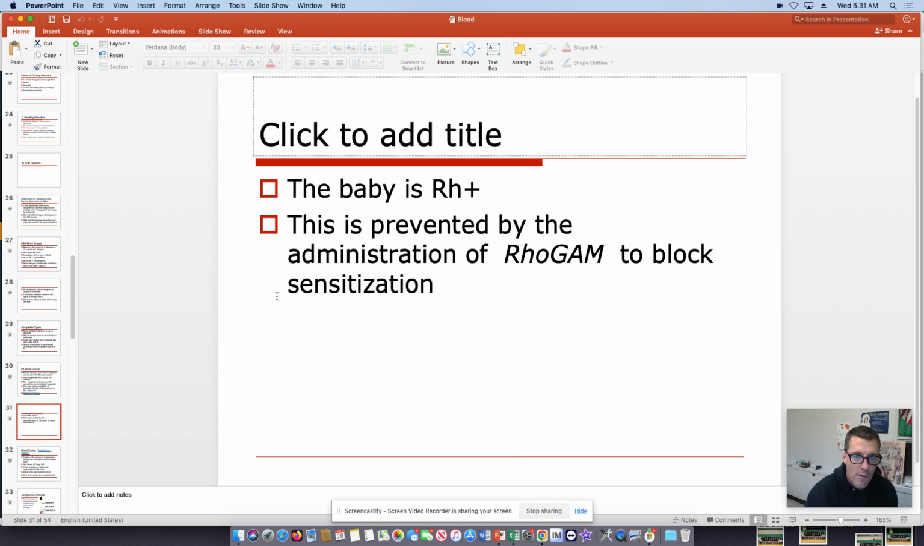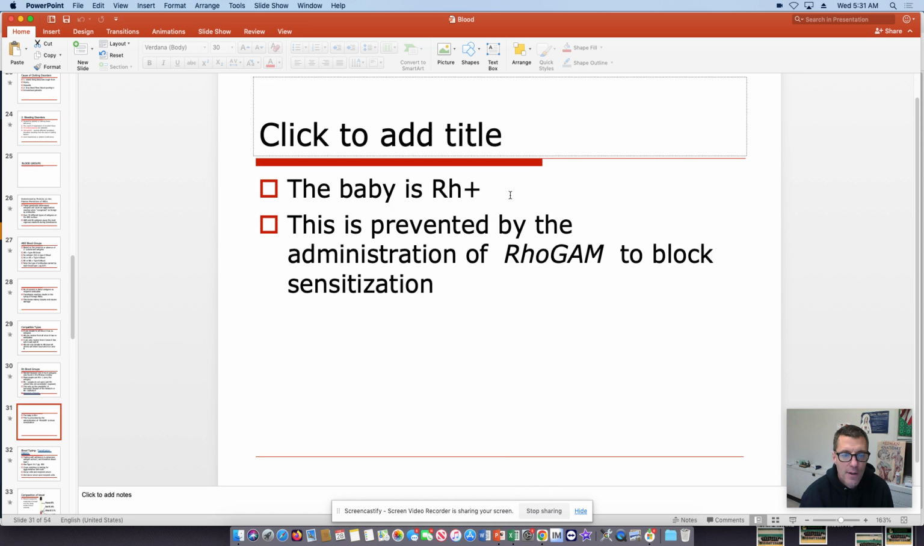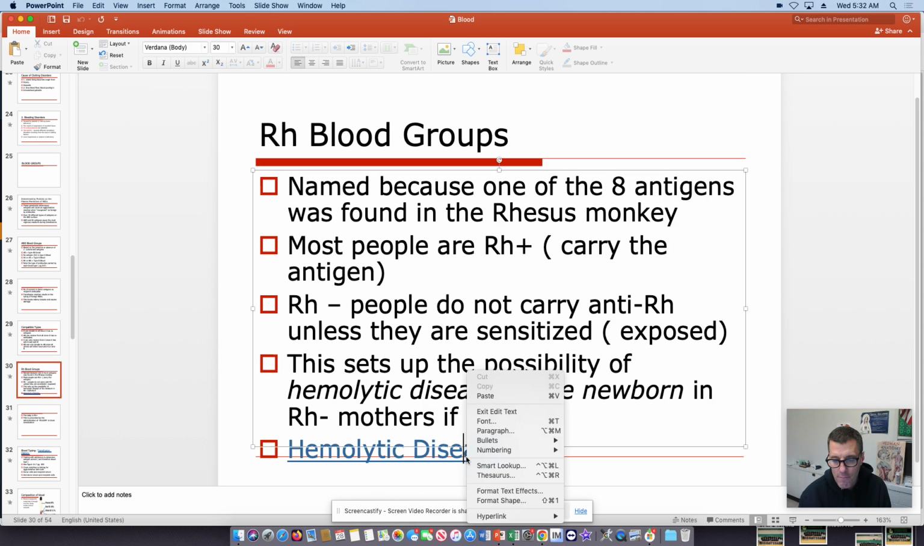Oh, well, here's the finish of it. The baby is Rh positive. Okay, so this sets up possibility of hemolytic disease of the newborn in Rh negative mothers if their baby is Rh positive, and it's prevented by the administration of a product called Rogam to block that sensitization. So I'm going to go backward and show you that link.